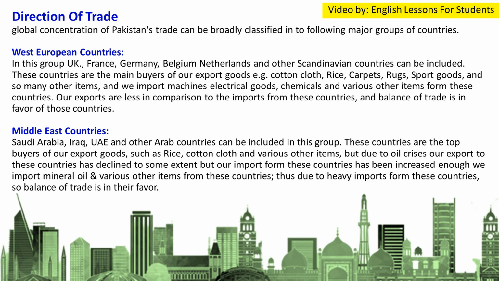those countries. Middle East countries. Saudi Arabia, Iraq, UAE, and other Arab countries can be included in this group. These countries are the top buyers of our export goods such as rice, cotton cloth, and various other items. But due to oil crisis, our export to these countries has declined to some extent, but our import from these countries has increased enough. We import mineral oil and various other items from these countries. Thus, due to heavy imports from these countries, balance of trade is in their favor.